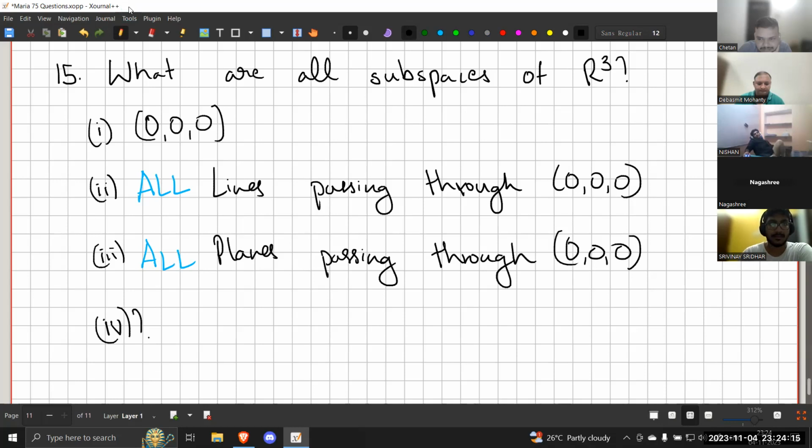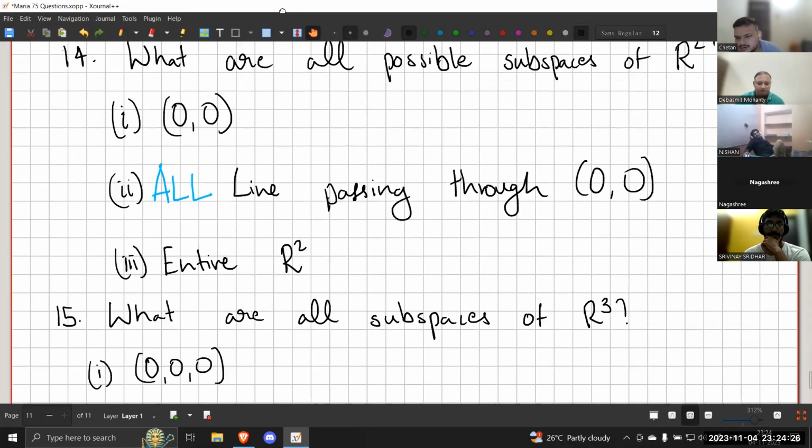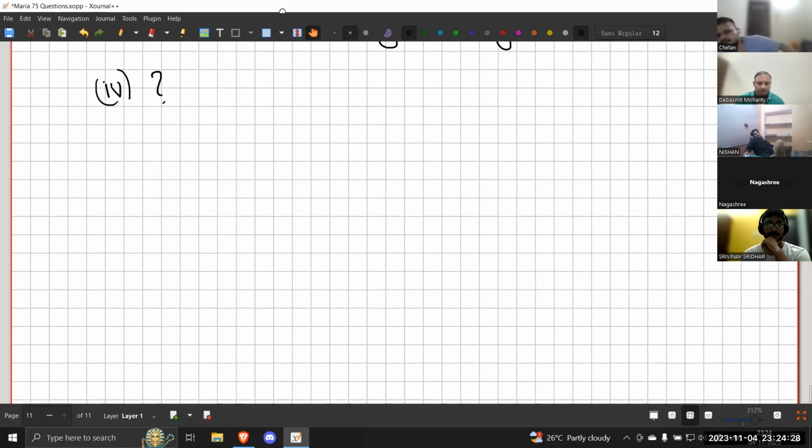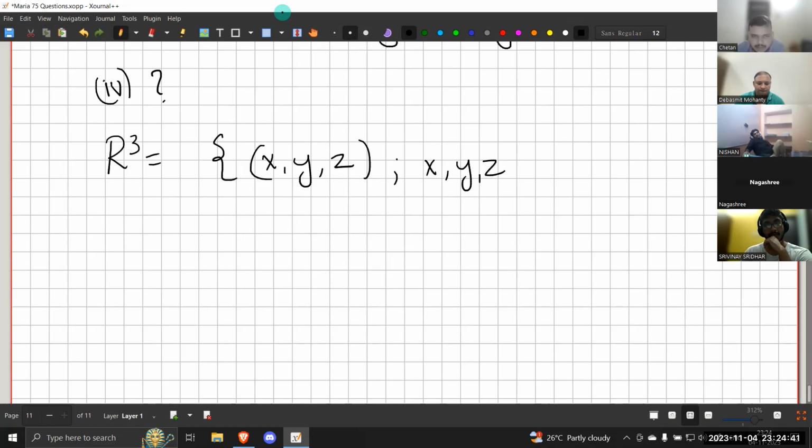Subspaces, maybe defined subspaces. And then Chittu says, I don't know how to define R3 itself. Origin, lines passing through origin. Okay, we'll talk about how to define R3. In terms of the linear combination, it can be the linear combination of (1, 0, 0), (0, 1, 0), and (0, 0, 1). Correct. That is true.